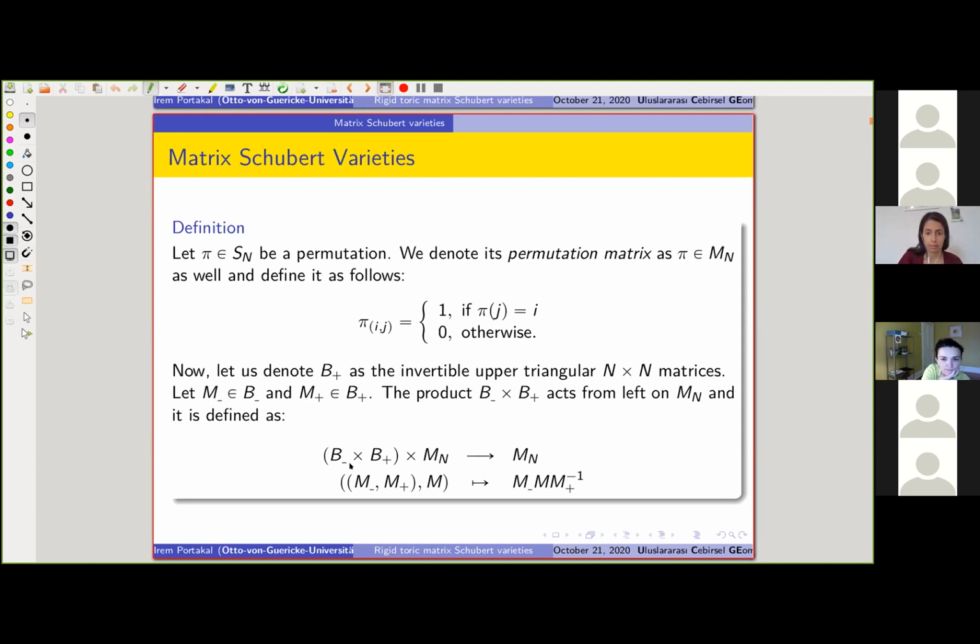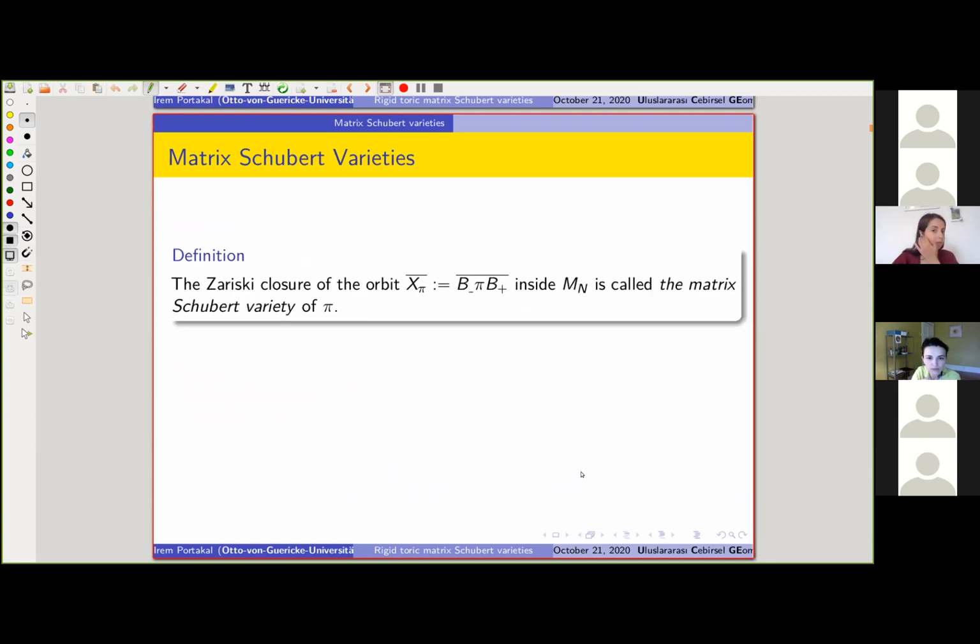And you consider this group action. B minus is the invertible lower triangular n times n matrices, and B plus is the invertible upper triangular n times n matrices, acting on the n times n matrices as m goes to b minus m b plus inverse. The formal definition of a matrix Schubert variety is taking the orbit of the permutation matrix under this group action and taking the Zariski closure of it. This is called the matrix Schubert variety of pi.